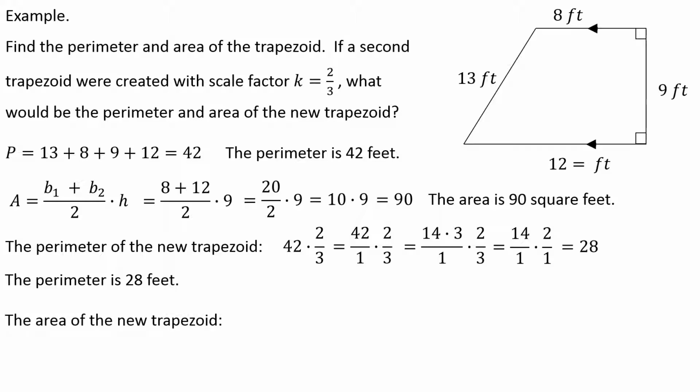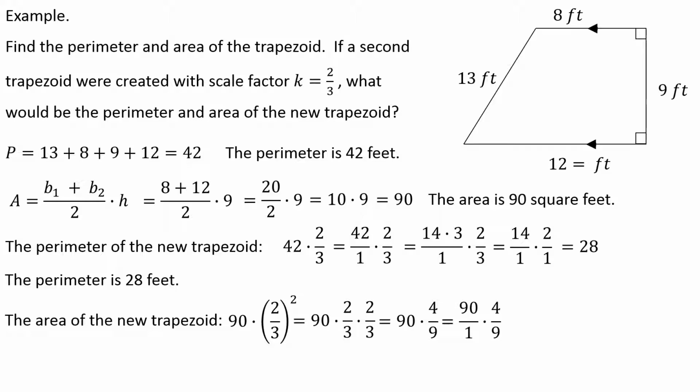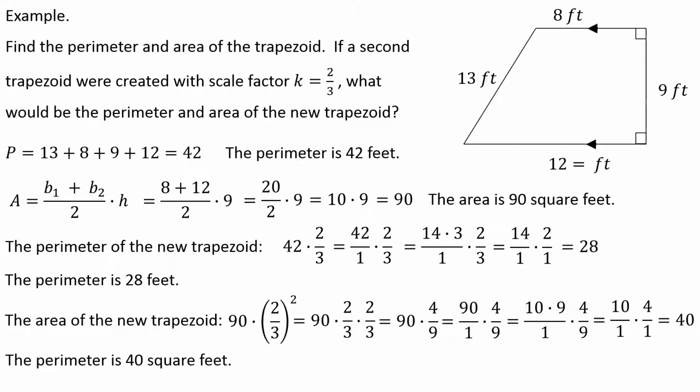For the area of the new trapezoid, we have to take the previous area of 90, but multiply it by 2/3 quantity squared. So it's 90 times 2/3 times 2/3, and we come up with 40 square feet.